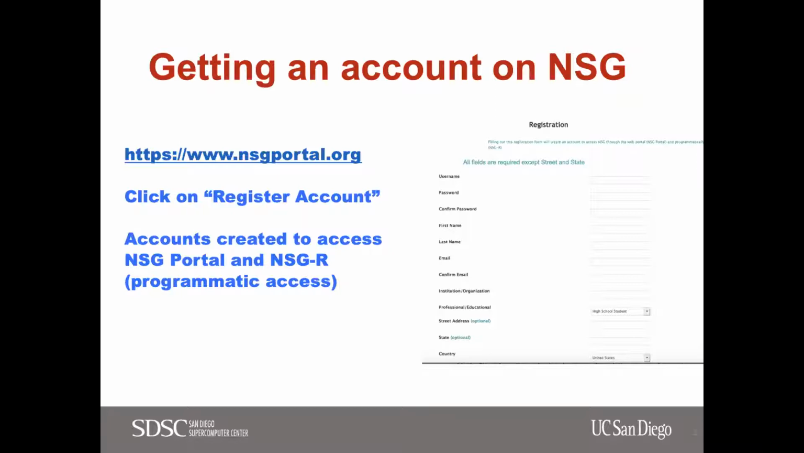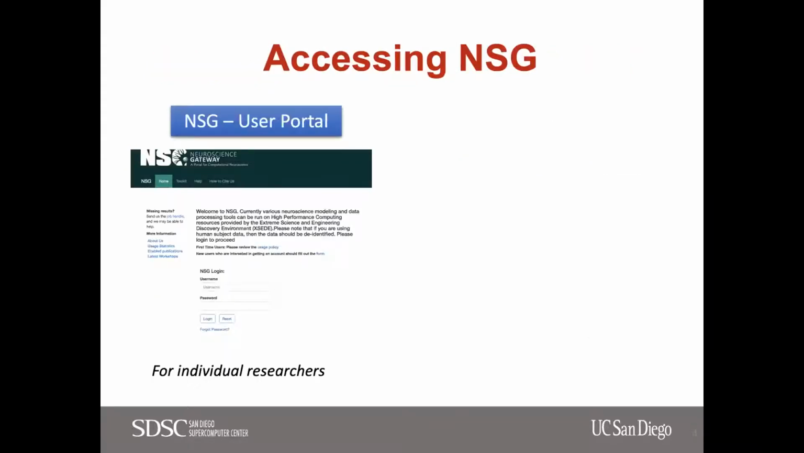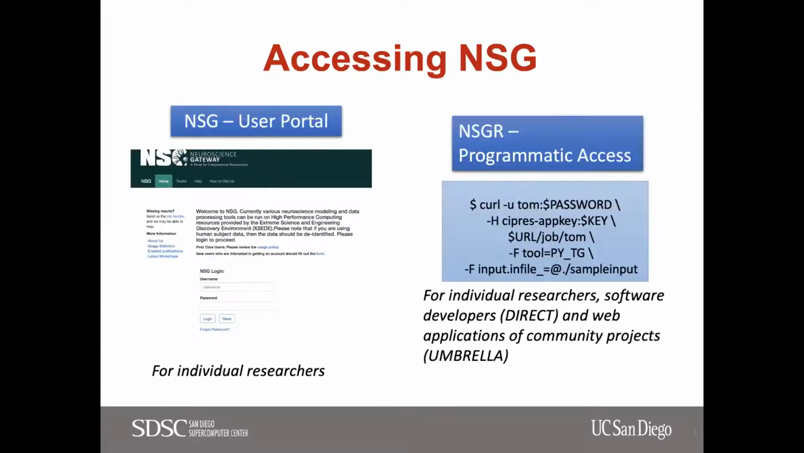Once you have an account to use NSG, there are two ways to access. The first is through the portal, which provides a web browser-based interface that allows researchers to access and use the neuroscience-related software applications that we have already installed on various supercomputers. The majority of our users use the NSG through the web portal. However, there are those who may need to integrate accessing NSG as part of their workflows. For that, we provide programmatic access to NSG through the REST services.